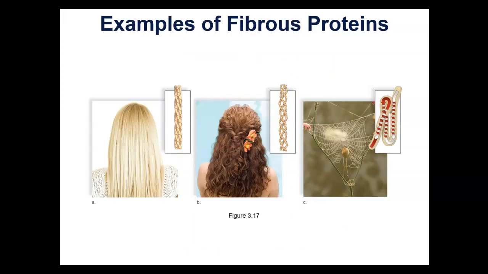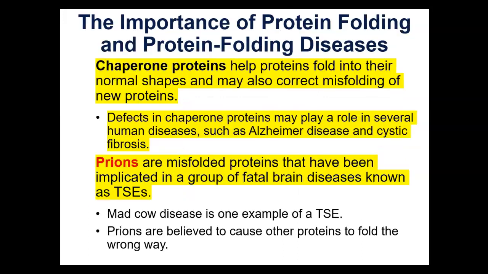And here you can see fibrous proteins like hair and the threads in a spider web. Okay, so sometimes proteins need help folding into their correct shape, and chaperone proteins will help the proteins fold correctly, and it also can correct misfolding.